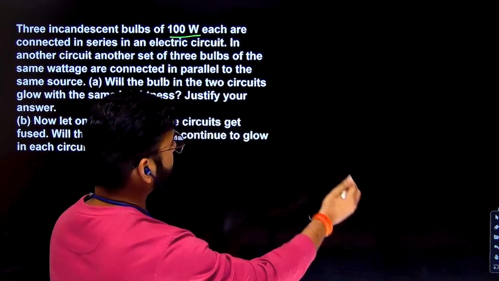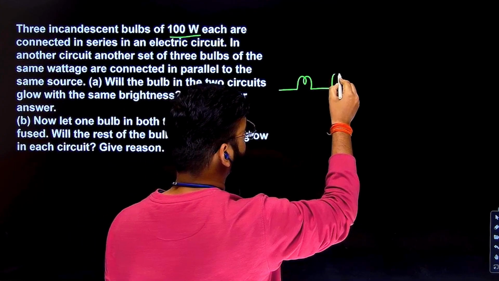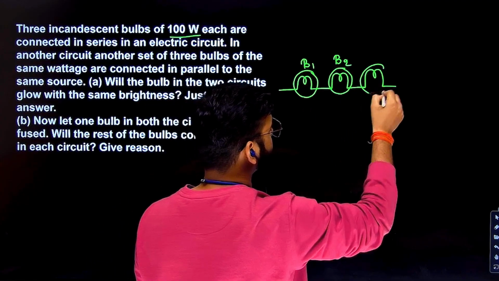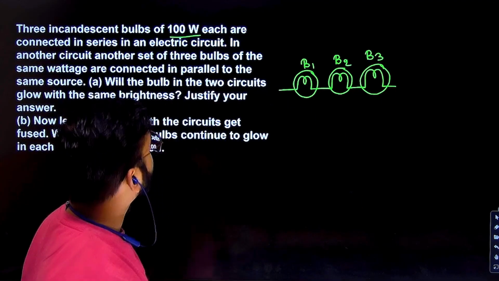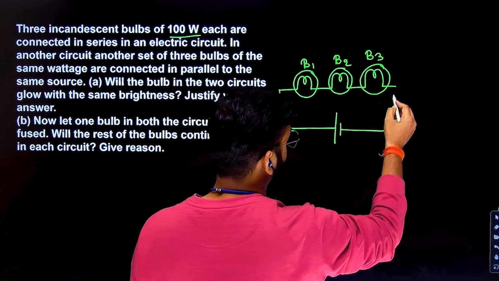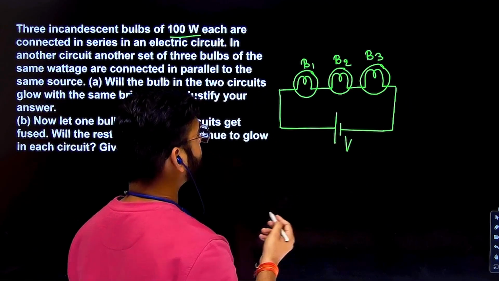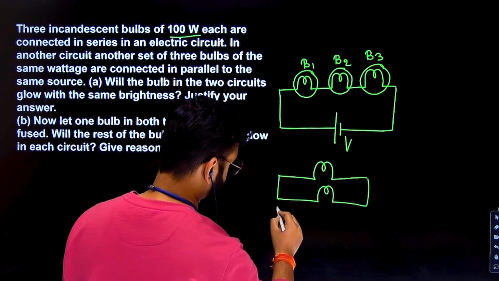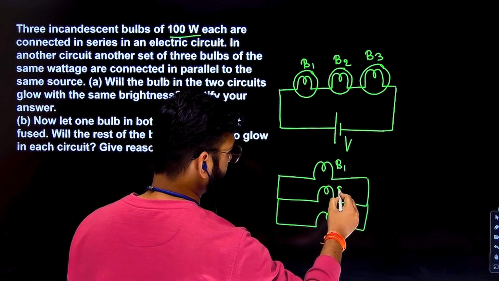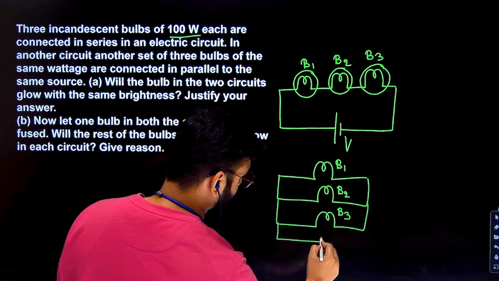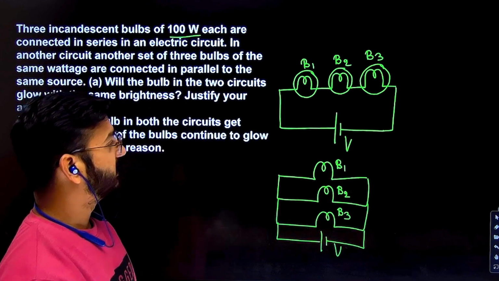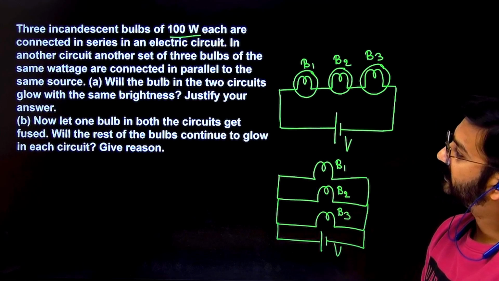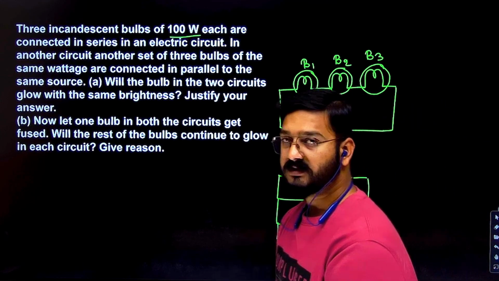Let's discuss it. Let's draw the circuit first. We have three bulbs, B1, B2 and B3. All three are identical 100 watt bulbs connected to a cell or battery. Now we have these same three bulbs, but this time they are connected in parallel. So B1, B2, B3 and the same source. Series circuit, parallel circuit. Now, you need to tell whether the bulbs in the two circuits will glow with the same brightness. Justify your answer.